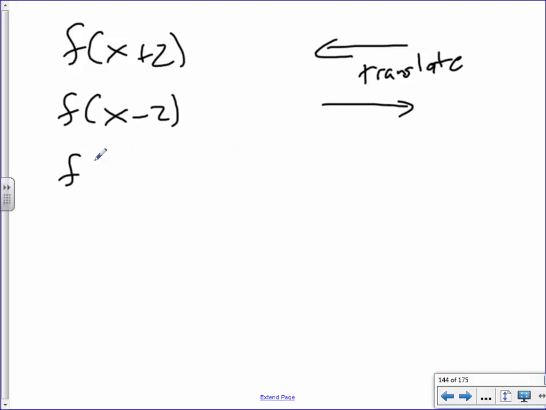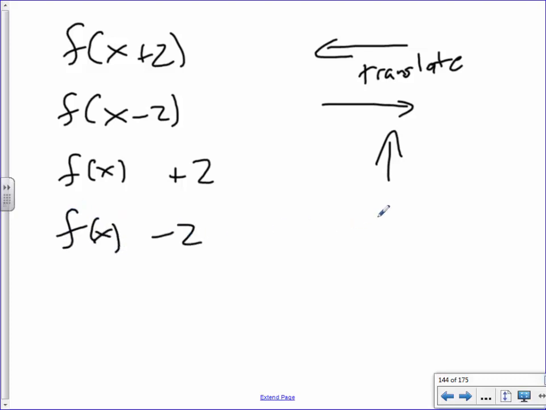We also talked about what if I take the function and then afterwards, what if I add 2? What does that do to a graph? Remember what happens if you do a plus 2 way afterwards? Pick it up. Good, yeah, up. And f of x with a minus 2 would move it down.